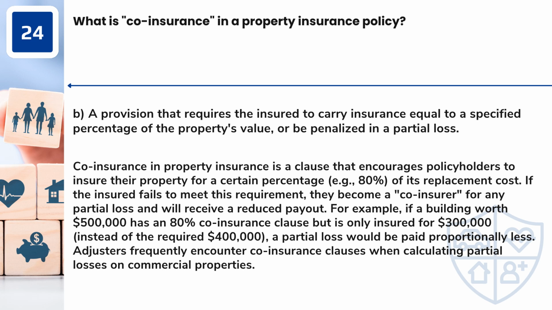If the insured fails to meet this requirement, they become a co-insurer for any partial loss and will receive a reduced payout. For example, if a building worth $500,000 has an 80% coinsurance clause but is only insured for $300,000, instead of the required $400,000, a partial loss would be paid proportionally less. Adjusters frequently encounter coinsurance clauses when calculating partial losses on commercial properties.